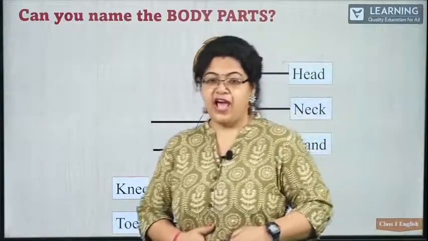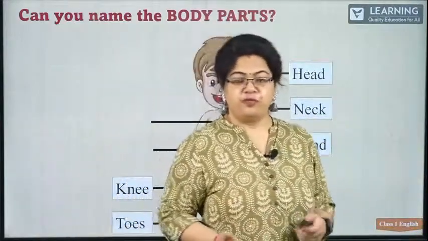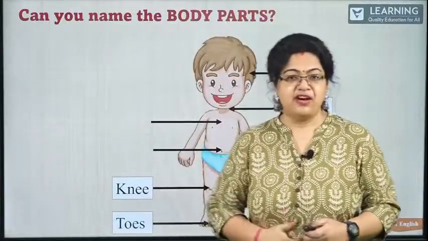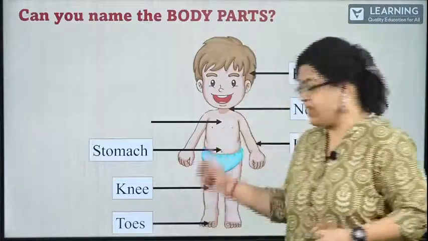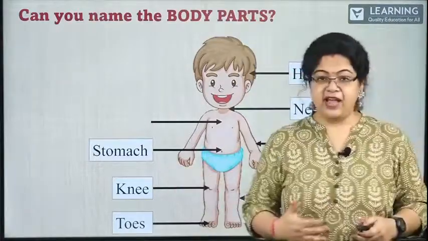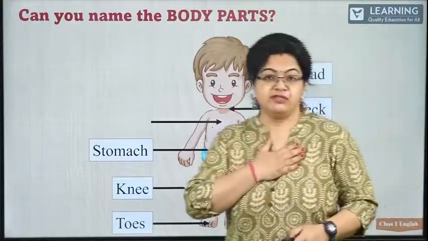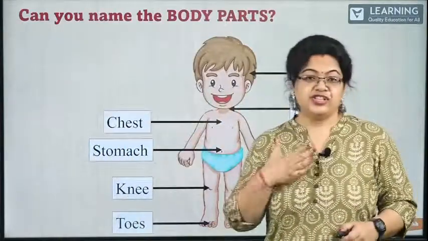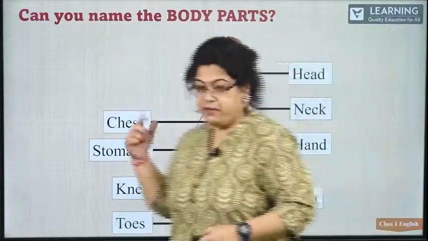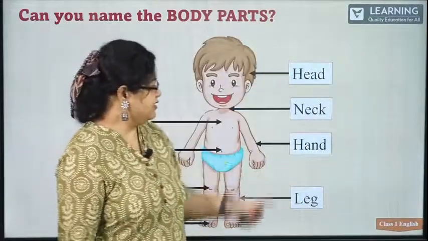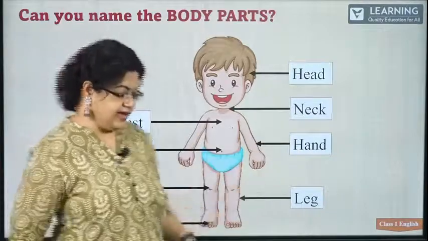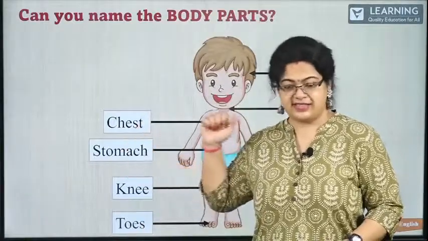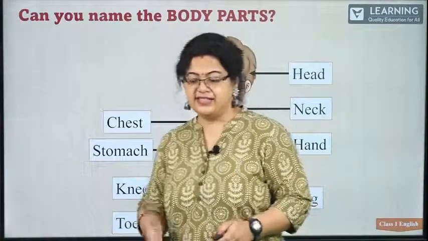Then what do we have? Where does our food go? What happens when we eat too much? Yes, your tummy hurts. That's called stomach. The belly area is called stomach. And then your chest, right? So yes, the chest. So what are the body parts that are listed over here? Head, neck, hand, leg, toes, knee, stomach and chest. I hope you will remember, right?